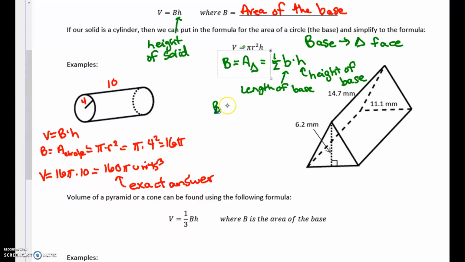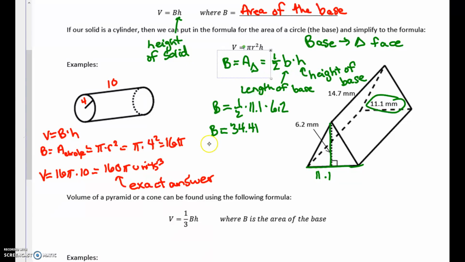So for my capital B, when I look at this triangle, the base is this segment right here, which I can pull from over here, is 11.1. So it's 1/2 times 11.1, and my height has to be perpendicular to the base, as always. Well, it must be this right here. That's the height of that triangular face, which is 6.2. So when I plug that in, I get a capital B of 34.41. That is the area of the face of the base.